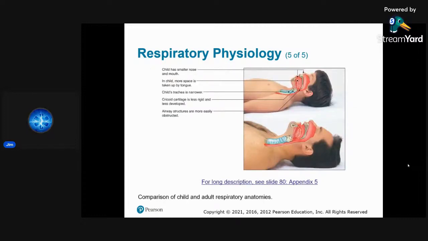Here they're showing the comparison of a child and adult respiratory anatomy. If you look at it, a child has a really small nose and mouth. A child has more space taken up by the tongue, so you have big floppy tongues compared to their airway. Their tracheas are narrow. Cartilage is less rigid and less developed, and airway structures are more easily obstructed. Right? A child goes unresponsive for whatever reason. Their tongue relaxes, it'll slide back, and the big floppy tongue will cover up their little airway.